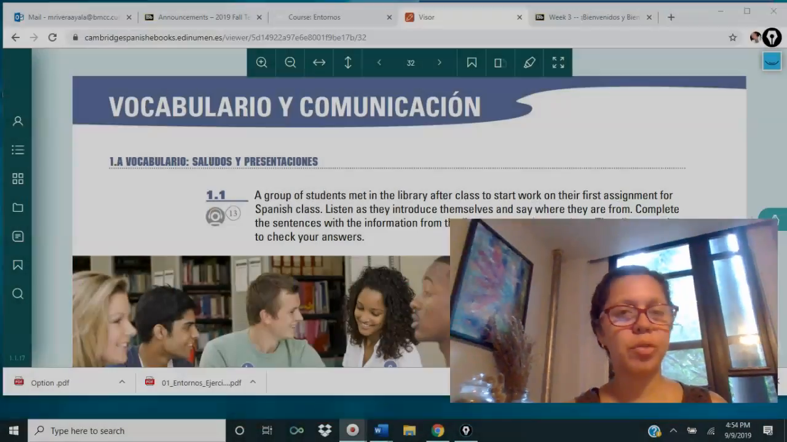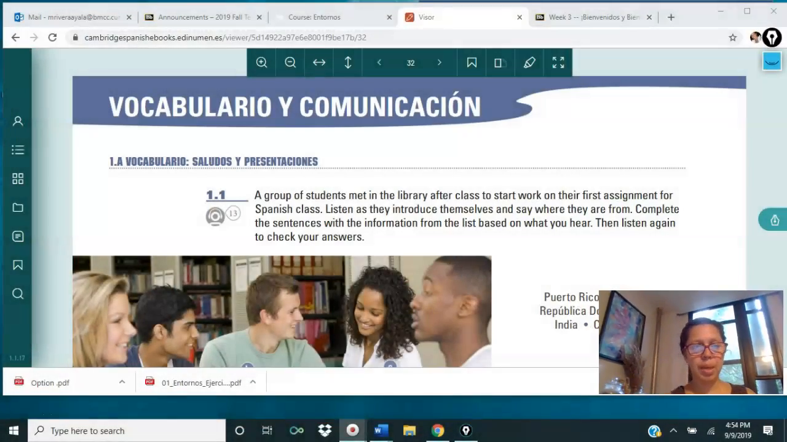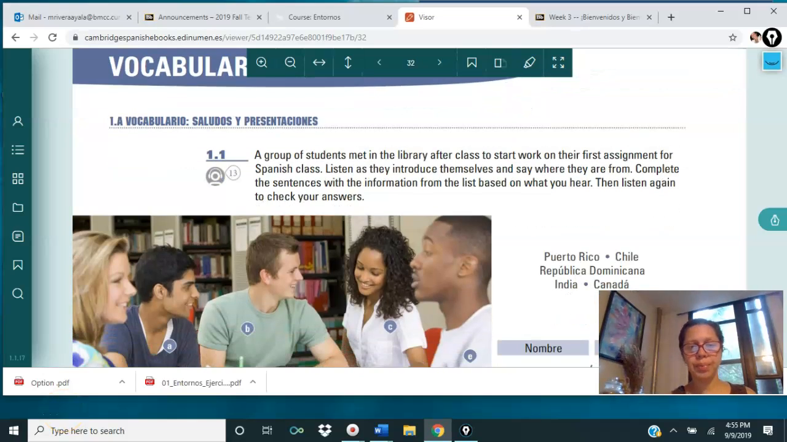And let's see what we have to do for this week. Bien, vocabulario y comunicación. It's about saludos, ¿verdad? Y presentaciones. Presentaciones sounds like presentations. Of course, you're going to say things about you, so it's kind of a presentation, okay? I'm basically introducing myself. That's the idea in English, okay?